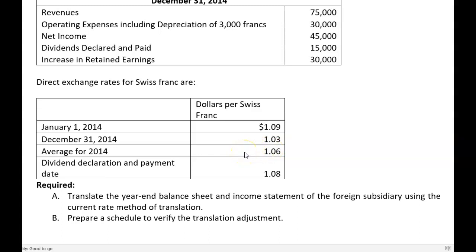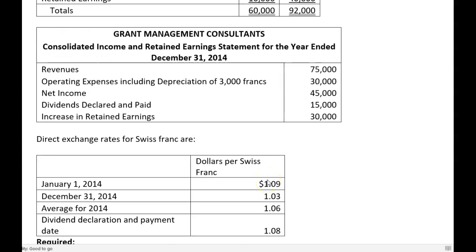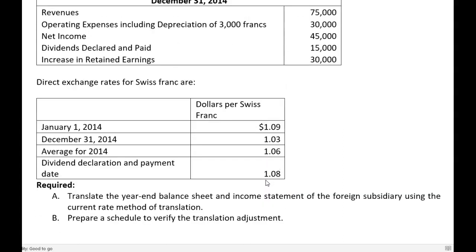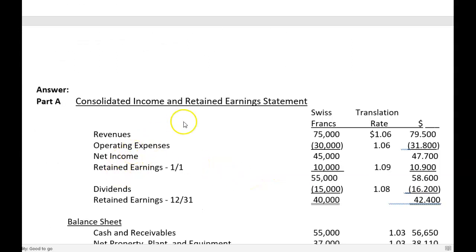And then dividend declaration and payments, we need the exact dates for those. So we're given $1.08. You're asked to translate the year-end balance sheet and income statement of the foreign subsidiary, so that's Grant Management Consultants, and then prepare a schedule to verify the translation adjustment. Right, so you need the income statement accounts here, and you can see that the revenues and expenses are translated using the $1.06, the average rate, right?